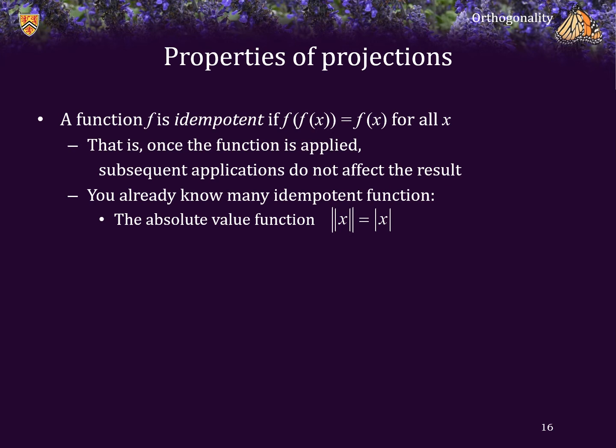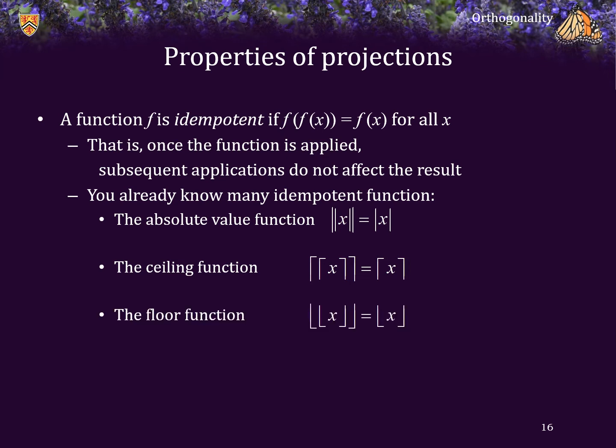Taking the absolute value gives a positive real number, and taking the absolute value of a positive real number leaves that number unchanged. Also the ceiling function, or the least integer that is greater than or equal to x. So for example, the ceiling of 3.7 is 4, but the ceiling of 4 is still 4 and therefore unchanged.